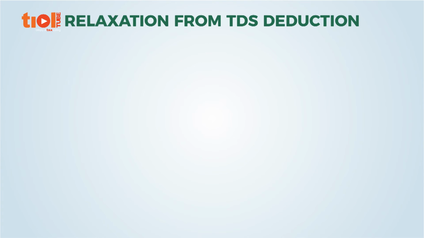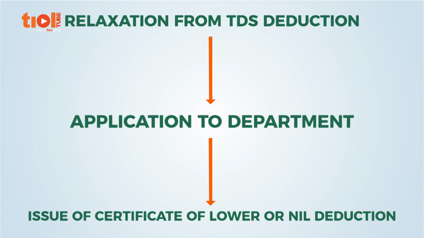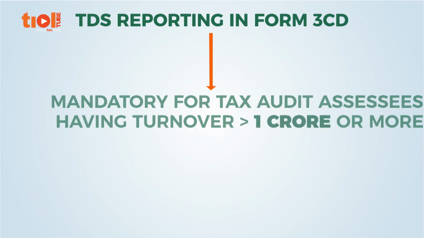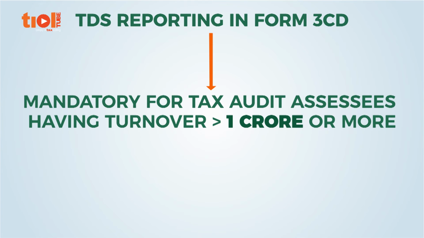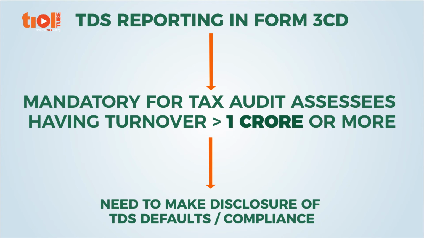Relaxation in TDS deduction. Apart from the provisions of deduction of tax at source, there are some relaxation provisions also which a taxpayer could avail for lower or nil TDS on satisfaction of the assessing officer. Reporting of TDS in Form 3CD. In case tax audit is compulsory for an assessee having a turnover of rupees 1 crore or more, he has to make disclosures regarding the compliance being done in respect of TDS in Form 3CD.